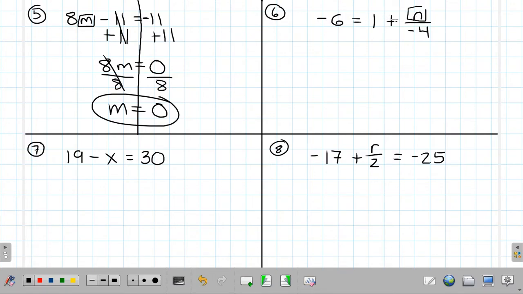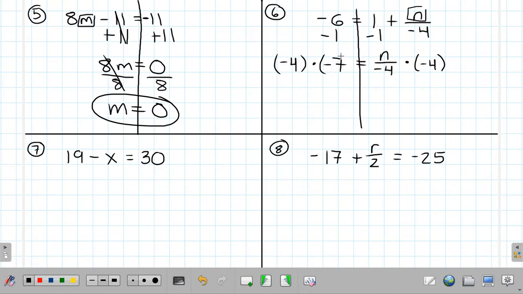But the step is going to be the same in that since this is addition here, we need to take care of it first. So how do we get rid of a positive 1 here with addition? Well, we would subtract 1, okay? And then the same thing would have to happen over on this side. We'd have to subtract 1, so we get negative 7 is equal to n divided by negative 4. Okay, and then that means my last step here is, since I'm dividing by negative 4, I need to multiply times negative 4.